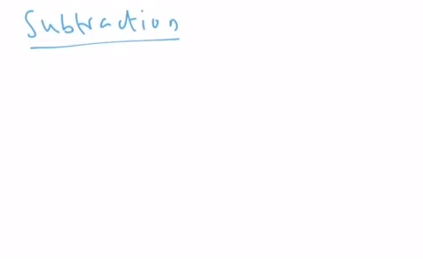If we look now at subtraction, we'll do one example here. The reason why is that subtraction is essentially exactly the same process as addition, except in the final step, instead of adding the numerators, you're going to take away the numerators. So let's take an example. Let's say 2/5 minus 1/3.